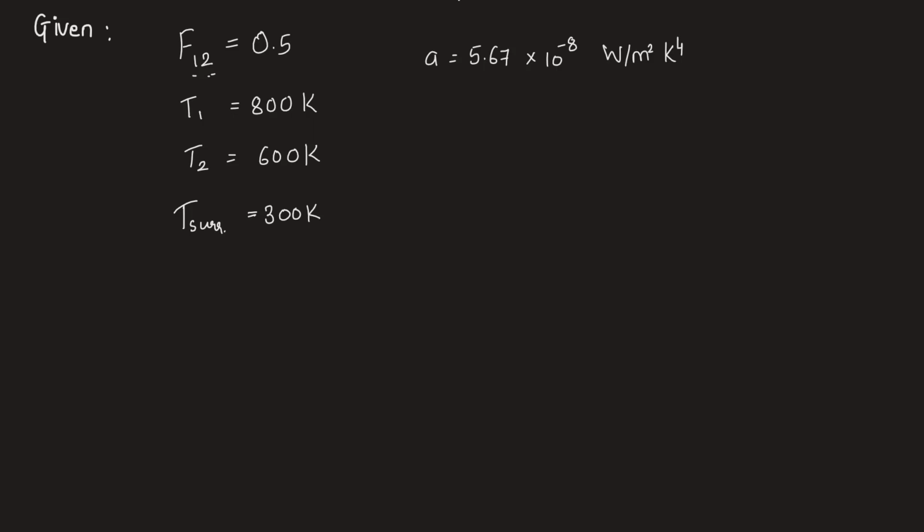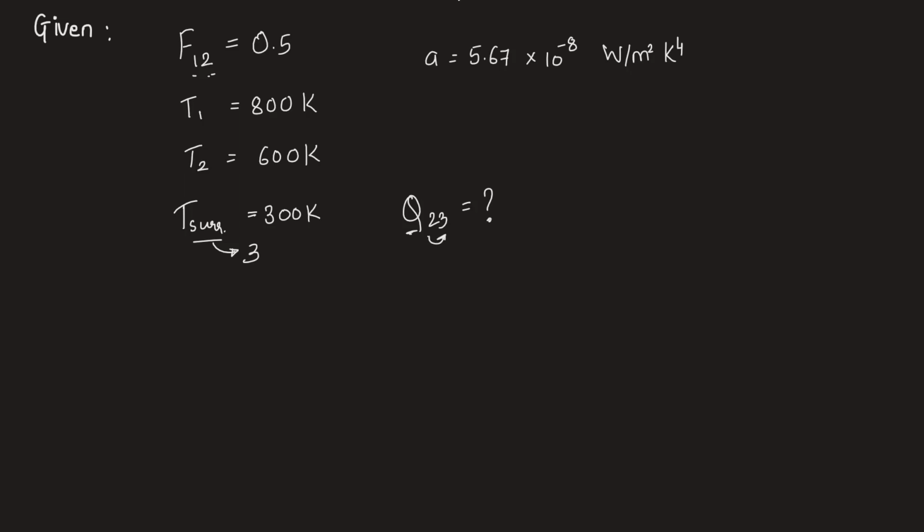Let's give a number to the surroundings also. So let's assume it is number 3. It will be easy to write down the notations then. And we need to find out the heat let out by surface 2 to the surroundings. So we need to find out Q23, the amount of heat dissipated from surface 2 to the surroundings.